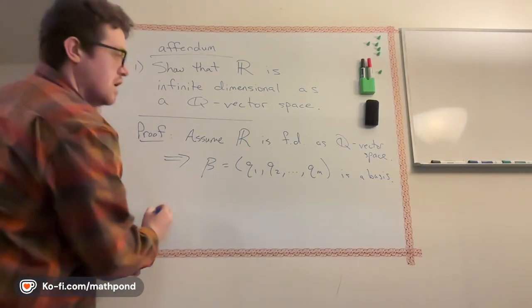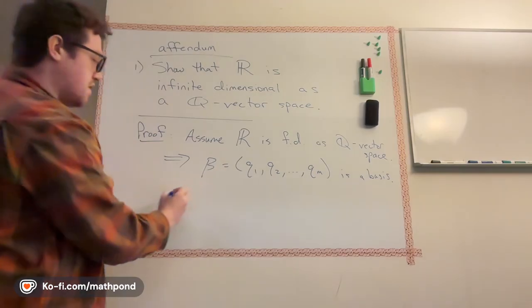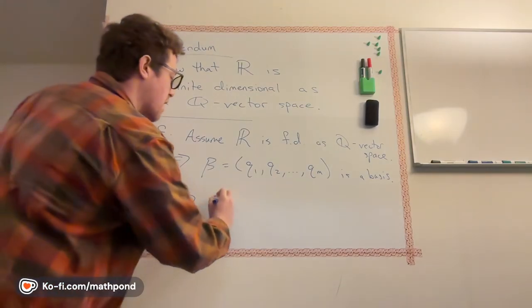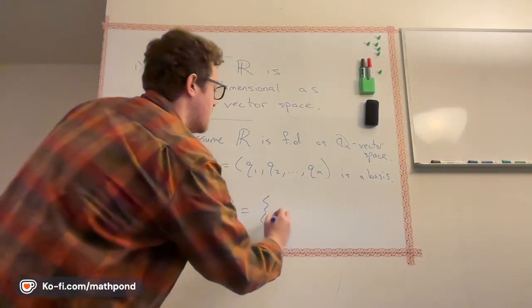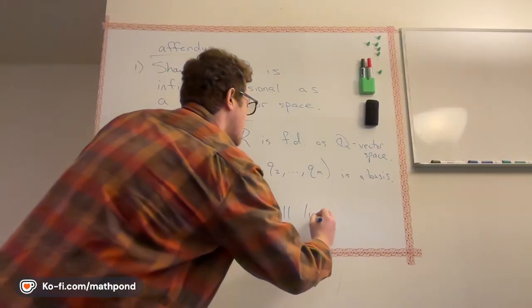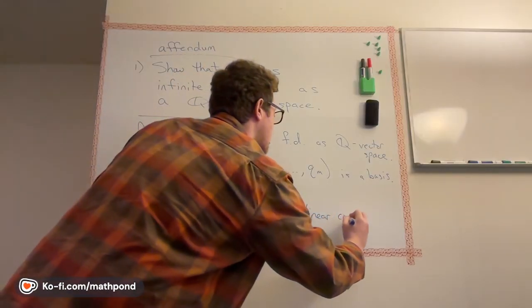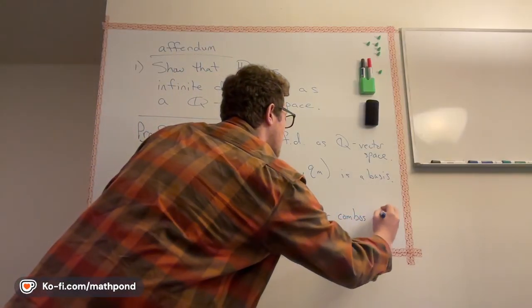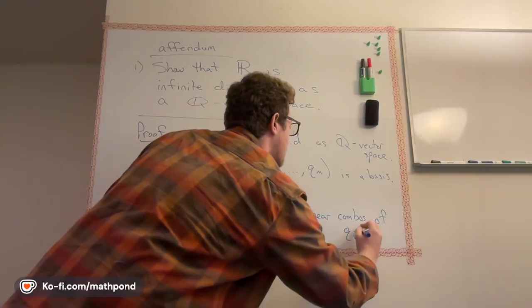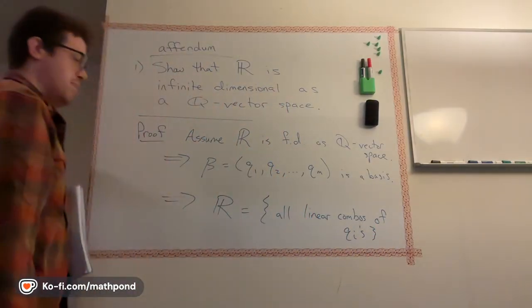So if this is a basis, then that would mean that R is equal to all linear combinations of the qi's. And this is a contradiction.